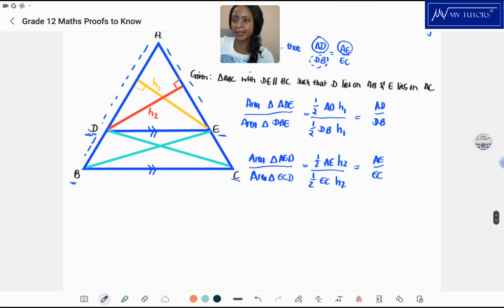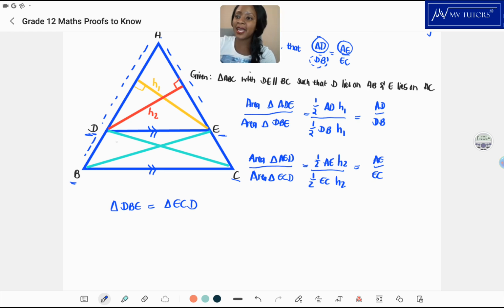So now, what do I have? What do I see here? I can actually see that triangle DBE is actually equal to triangle ECD. And why do I say that? Why are these two triangles equal in size?